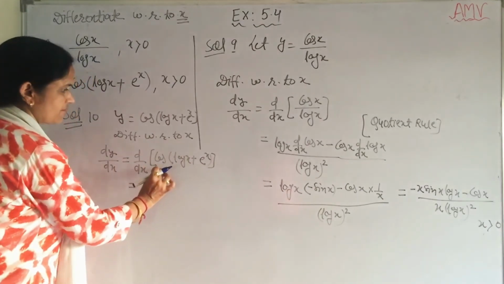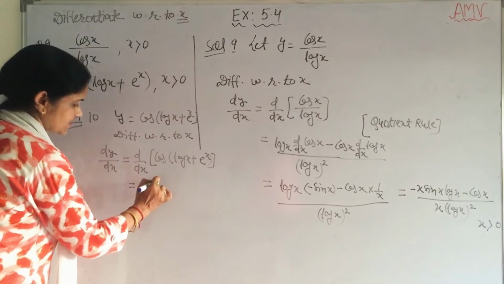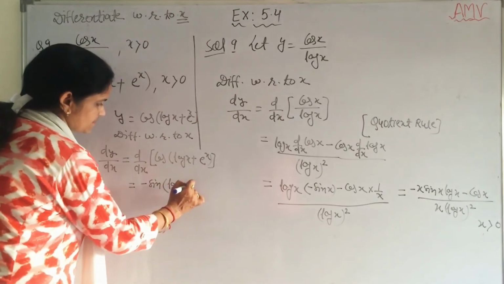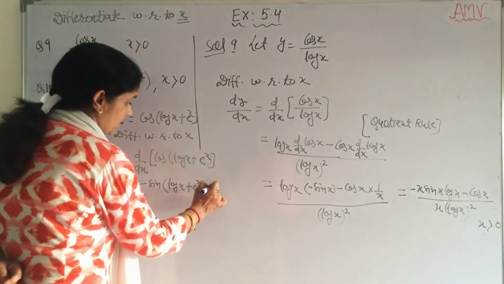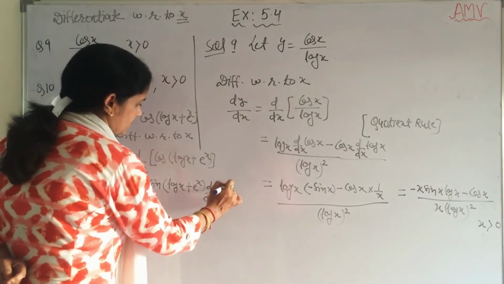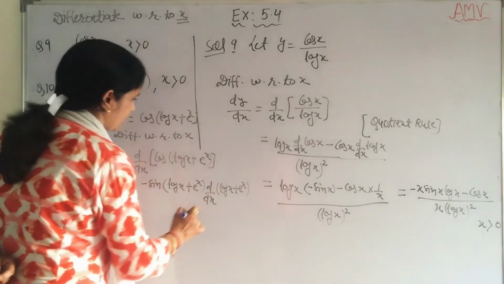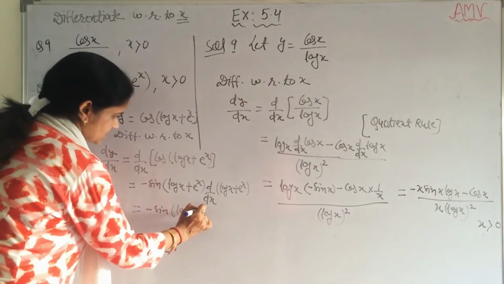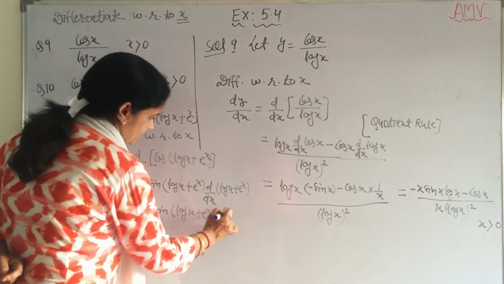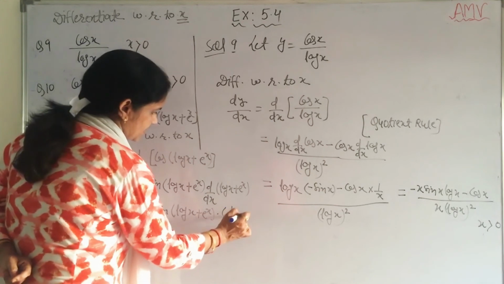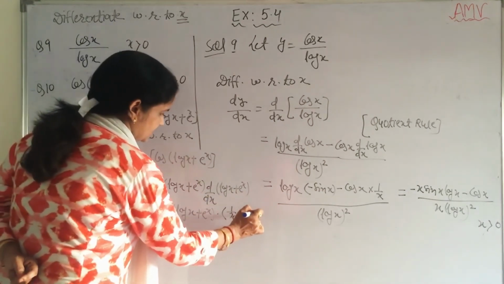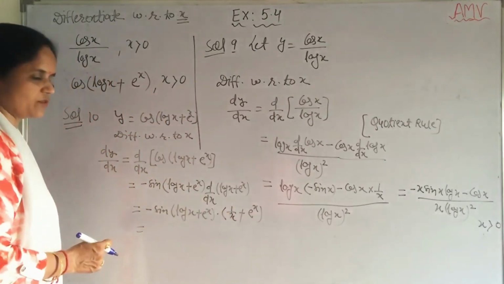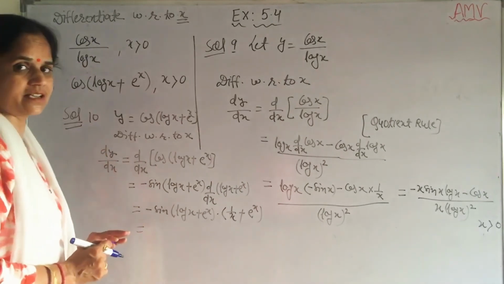Okay, so derivative of cos x, it's a minus sin x. Here in place of x, it is log x plus e raised to x. And now derivative of log x plus e raised to x, you will get minus sin (log x plus e raised to x), and here derivative of log x is 1 by x, derivative of e raised x, it's e raised x only. Okay, and now simplify it, you will get the answer. This exercise ends here.